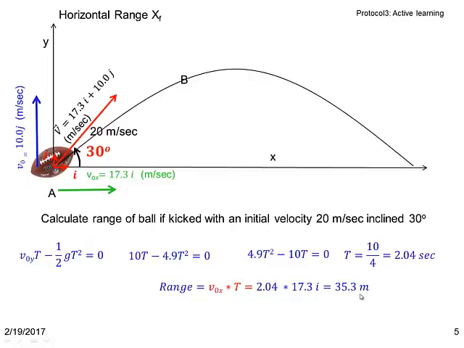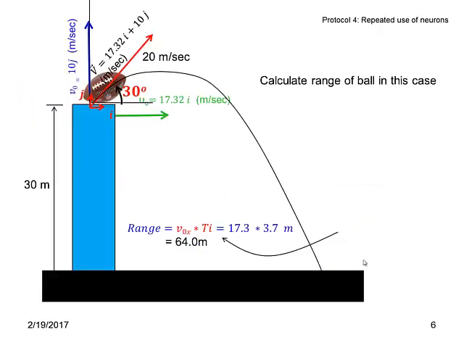Consider another problem where a ball is kicked from a building of height 30 meters with an initial velocity of 20 meters per second inclined at 30 degrees, as we discussed earlier. Find the time of flight and range.